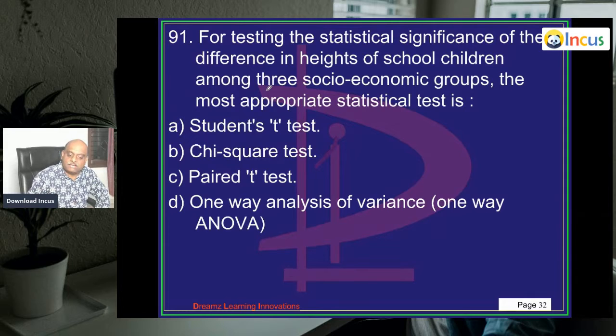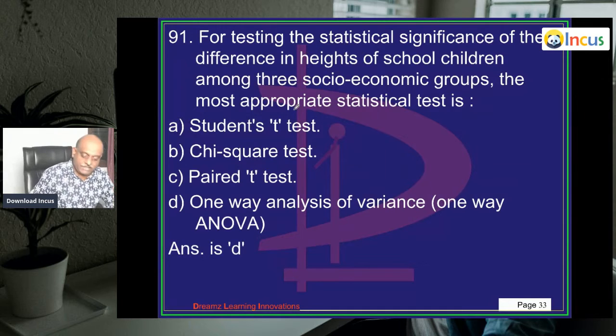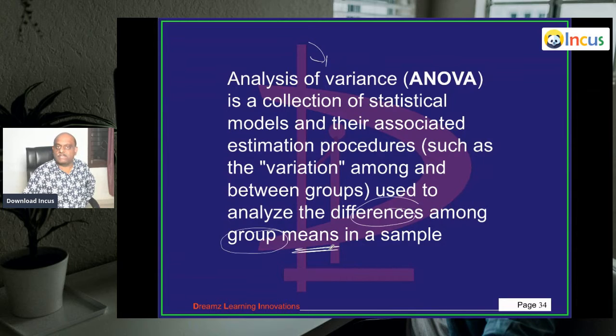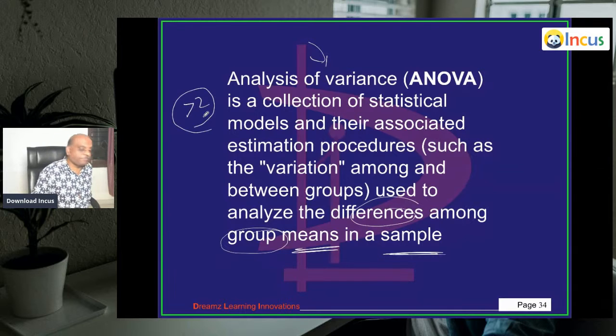For testing the statistical significance in the heights of school children among three different socio-economic groups, what is the best test? Three, not two. That's the reason you need to use ANOVA, analysis of variance. Whenever you want to know the differences among the group means in a sample, more than two, then you use analysis of variance.